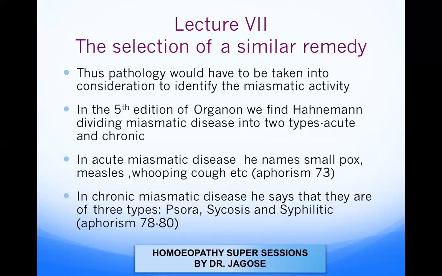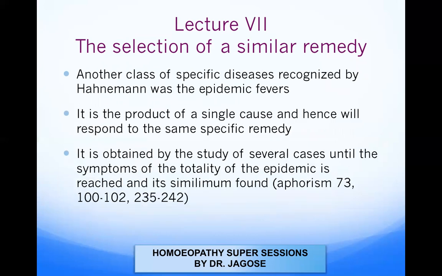Thus, pathology would have to be taken into consideration to identify the miasmatic activity. Therefore, he says that in order to know the miasmatic activity, you have to know it through the pathology of the case. In the fifth edition of the Organon, we find Hahnemann dividing miasmatic disease into two types, acute and chronic. In acute miasmatic disease, he names smallpox, measles, whooping cough, etc., aphorism 73. And in chronic miasmatic disease, he says there are three types, psoric, sycotic, and syphilitic, aphorisms 78 to 80.